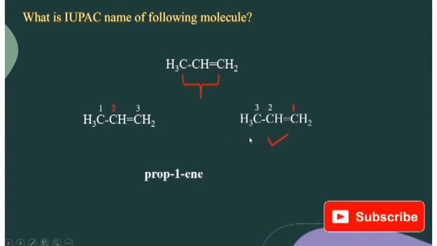There is no substituent, so there is no prefix. So this is the root word and this is the suffix. Or I will write it as propene only. Why propene only? There is no need to tell the position of the double bond, because if you write this double bond here or here, the name will be the same. So the name is propene.